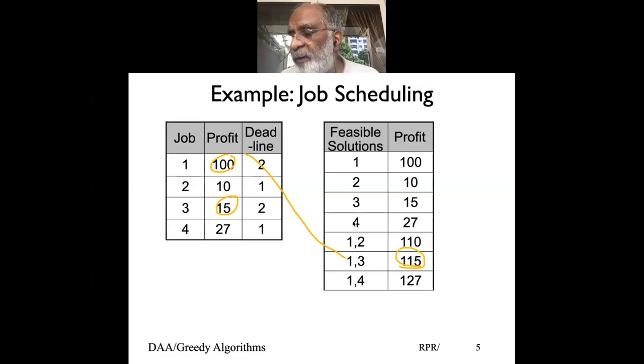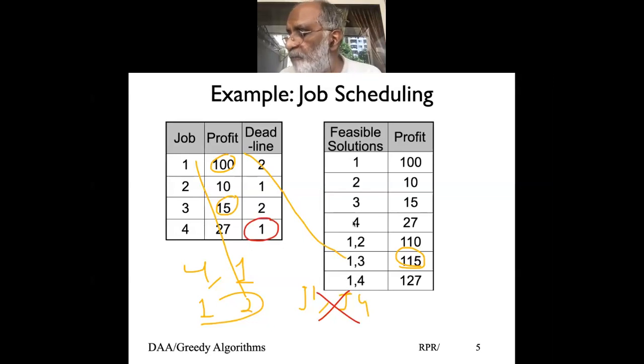Is 1 and 4 feasible? Yes, because I can schedule job number 4 first and job number 1 later. So job 4 gets done in the 1st hour and job 1 in the 2nd hour. So this is feasible. But if I schedule job 1 first and then job 4, this will not be workable because job 4 has to be done within 1 hour.